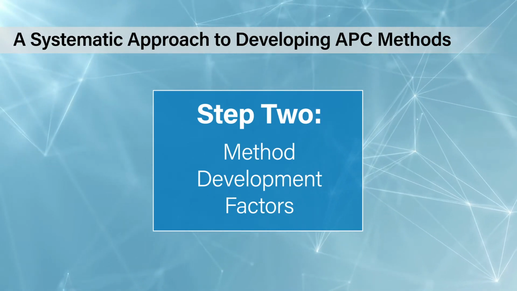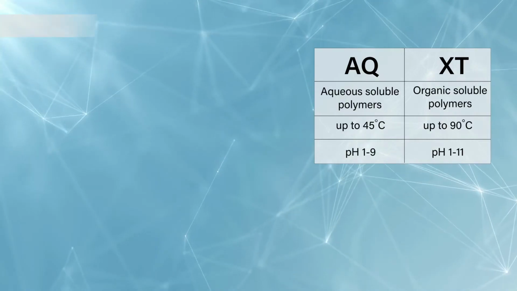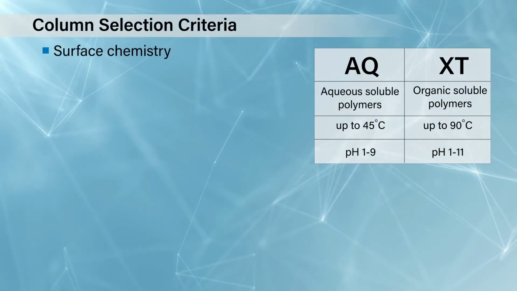So step 2 is look at the method development parameters. First of all, we're going to select our column. And within column you have your surface chemistry, you've got your particle size, your porosity size, and the column length. So for the APC we have two main surface chemistries.